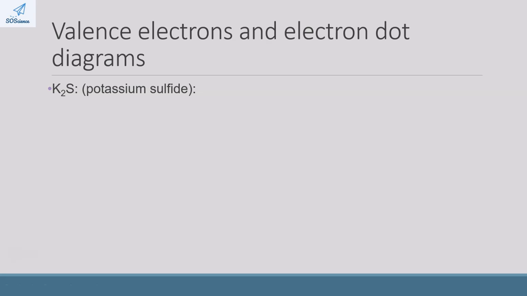Let's take a look at potassium sulfide, K2S. Now this one will involve balancing of electrons before we can get to our final reaction. So the first half reaction shows us potassium that has 1 valence electron. That makes potassium with a positive charge because it has given away an electron.